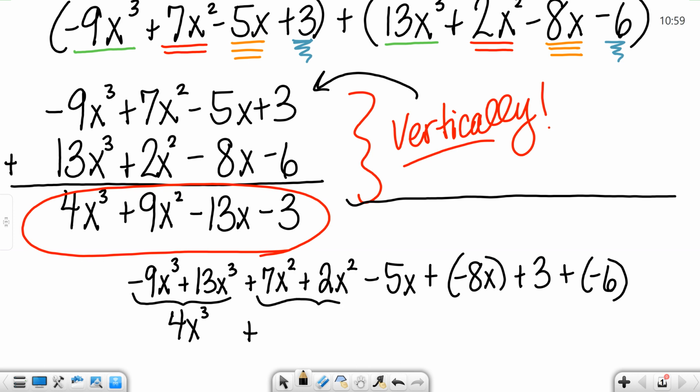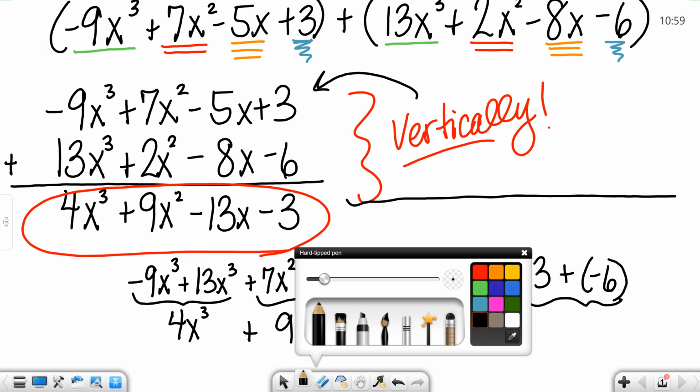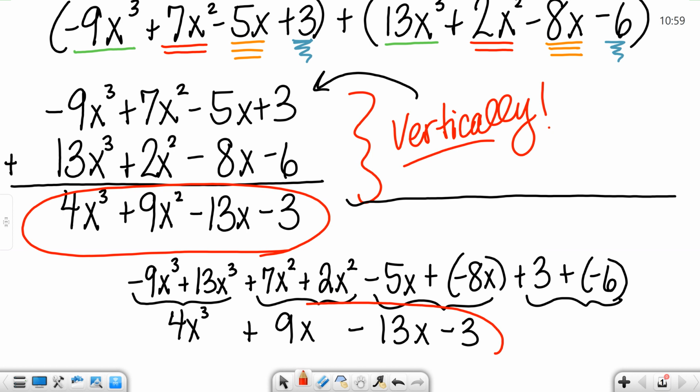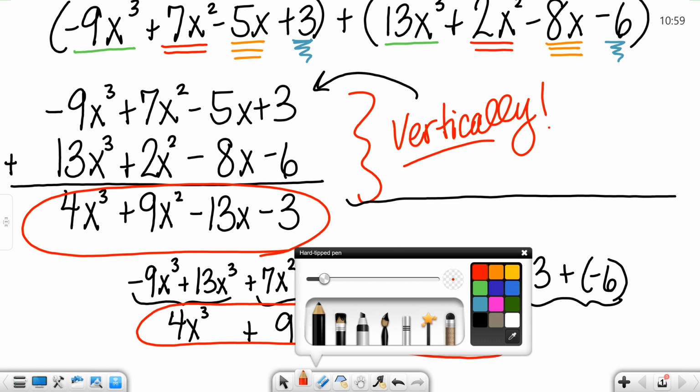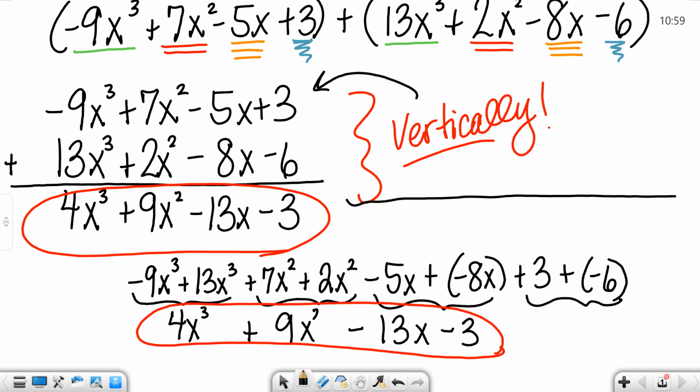Now I would add these two like terms. I get 9x squared. These two like terms, my signs are the same, so I get negative 13x. And then over here, my last two, the signs are not the same, so I subtract and keep the sign of the larger one. Notice our answer here is exactly the same as we got when we wrote it vertically, except I have a small error on my board. Here we go. That should have had a 9x squared.